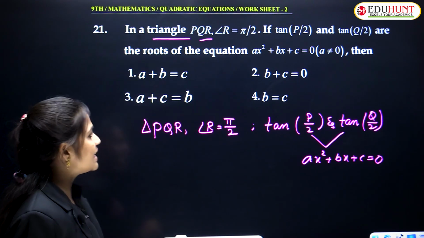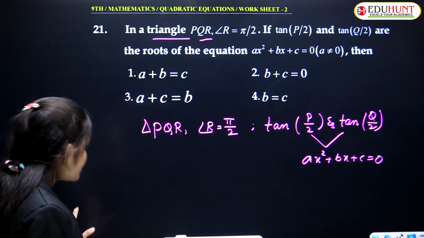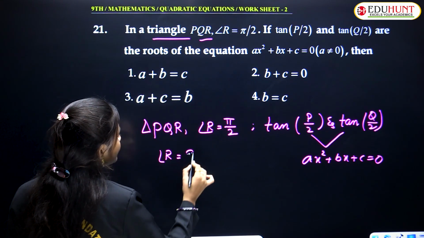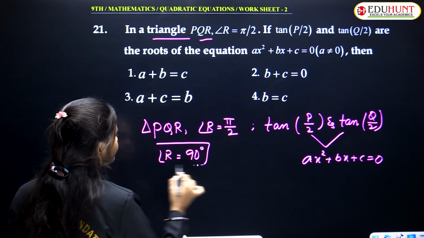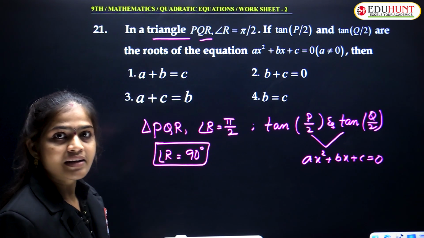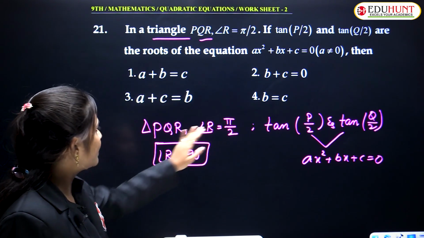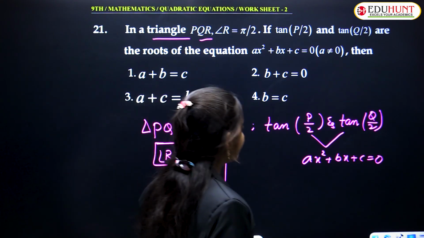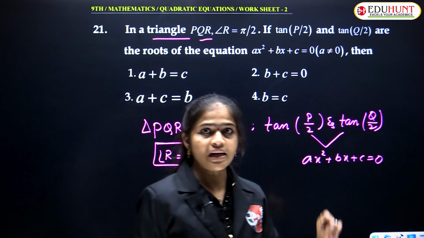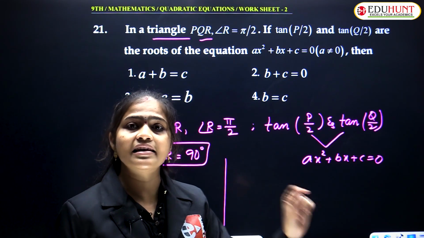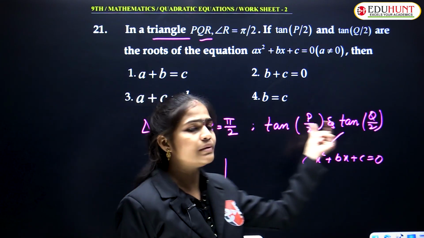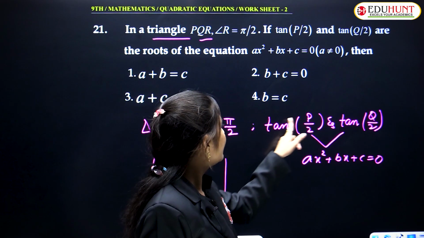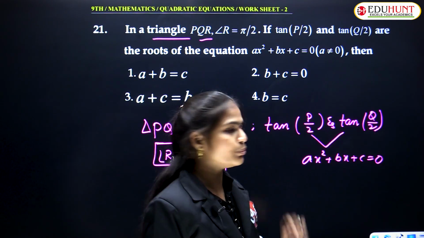Let us see what condition they given. In a triangle PQR, angle R is equal to pi by 2, that is nothing but 90 degrees. So children, this is one of the conditions they given. Leave this aside and come to this point. These two are the roots. Up to now we learned that roots are just real numbers. So we use those real numbers to find the required quadratic equation. But here the roots are tan of P by 2 and tan of Q by 2.